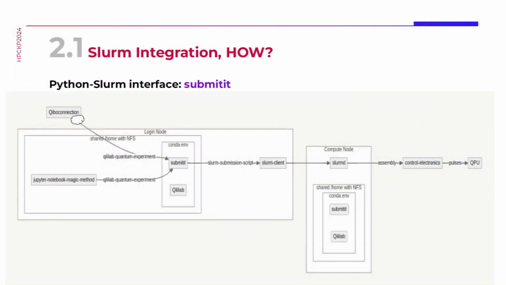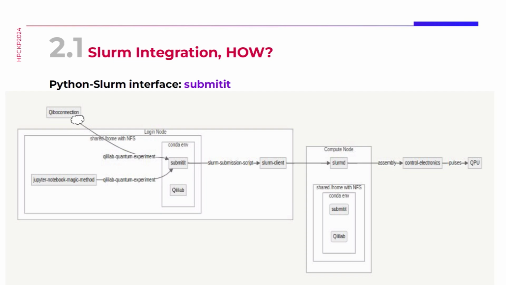So in the login node, we've got a shared home path with NFS, which is also here in the compute node, and which includes a quantum environment, the contextual libraries, Qililab, which is the proprietary software library of Qilimanjaro for quantum control, and then Submitted, which is the Python Slurm interface we're using. Basically, what Submitted does for us is I give to Submitted a Python function, typically a Qililab function, and then you give it the Python function, it creates the corresponding Slurm script, okay?